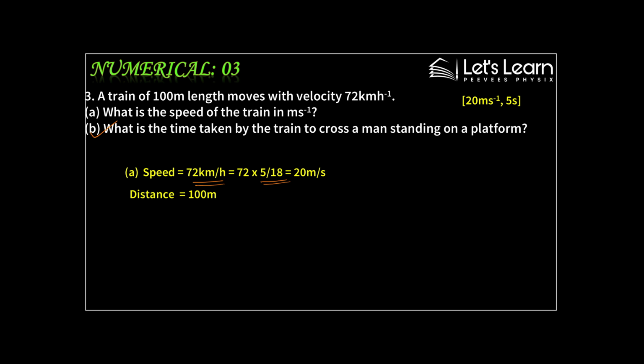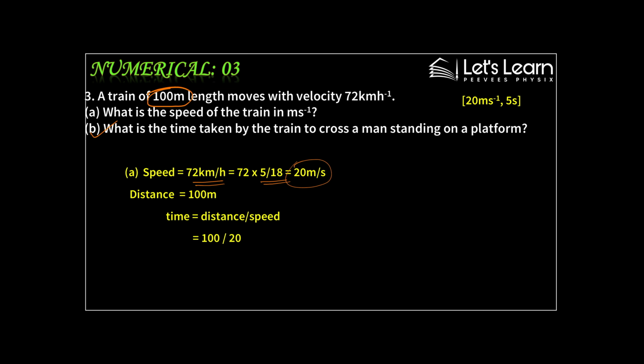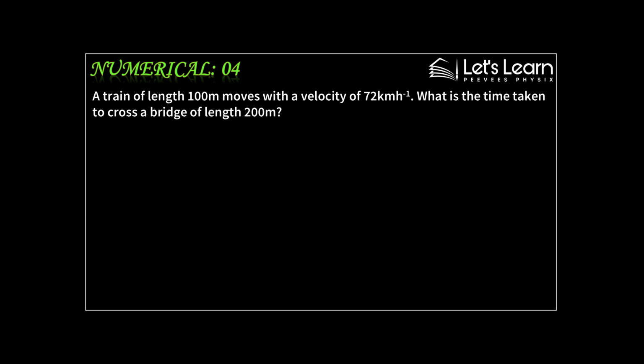For the second part, distance traveled is 100 meter and the speed is 20 meter per second. What do they want? They wanted the time, which is distance divided by speed. How much is the distance? 100 meter and speed is 20. So how much time the train takes to cross a man? 5 seconds. Another similar question.